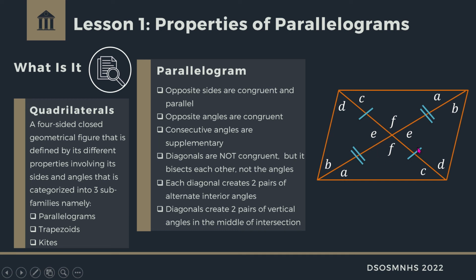So vertical angles are angles created when two lines intersect, and at their point of intersection they create two sets or two pairs of vertical angles. Angle F. Another pair is angle E. Okay? To illustrate this concept further, we will go through examples in the next slides.